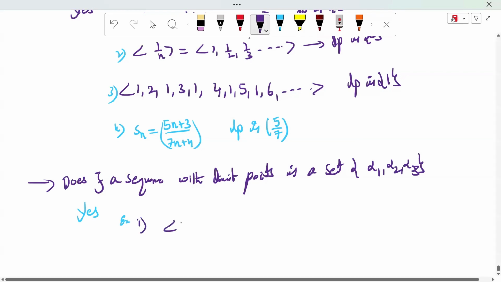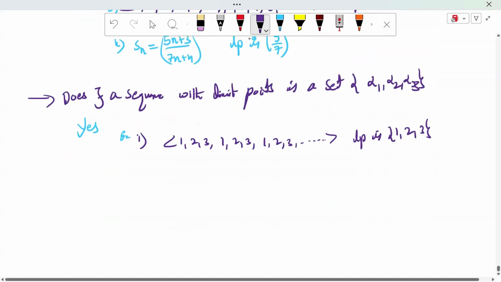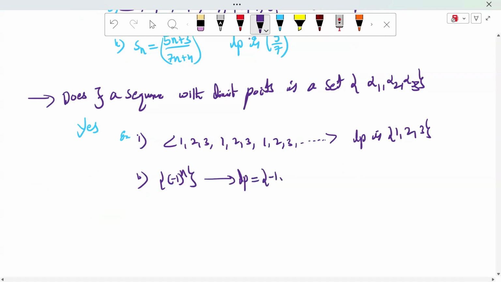Example number 1: 1, 2, 3, 1, 2, 3, 1, 2, 3, up to so on. So the limit points are 1, 2, 3. Is it clear? Another example: the sequence (-1) to the power of n. What is the limit point here? -1 and +1.